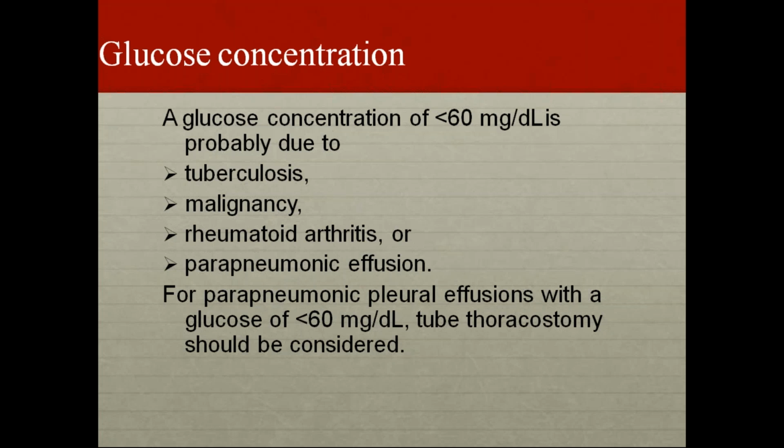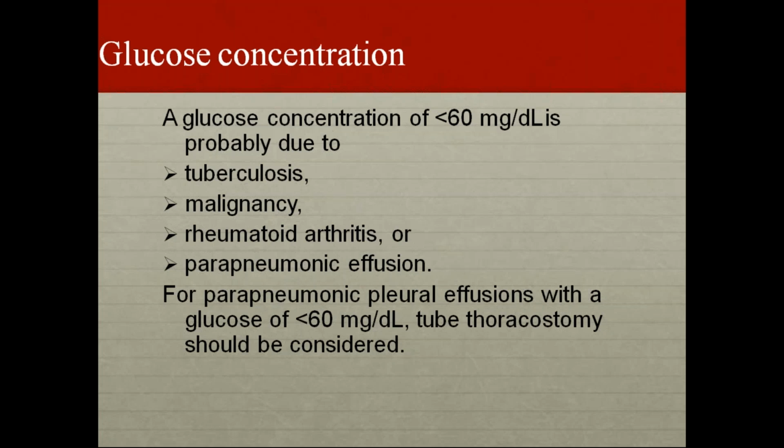So, glucose concentration. A glucose concentration of less than 60 milligram per deciliter is probably due to tuberculosis, malignancy, rheumatoid arthritis, or parapneumonic effusion. Glucose concentration might not be that important for you, but protein, as I already said, is very important for you. So usually you can remember these things for your competitive exams.